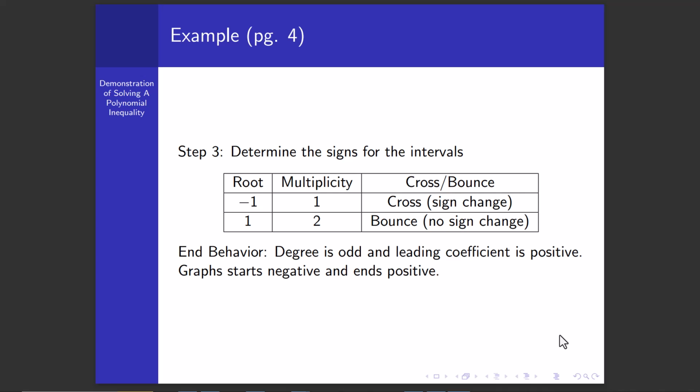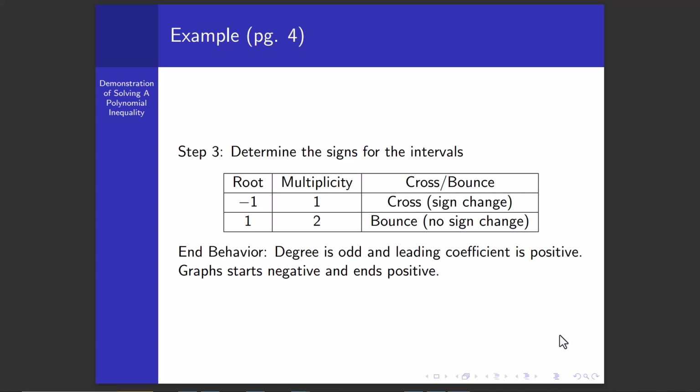The end behavior allows us to get our very first interval and our very last interval. We can get the signs on these directly. Now, our degree was odd. We had an x cubed polynomial. And the leading coefficient was positive. And that means that my graph is going to start negative and it's going to end positive.